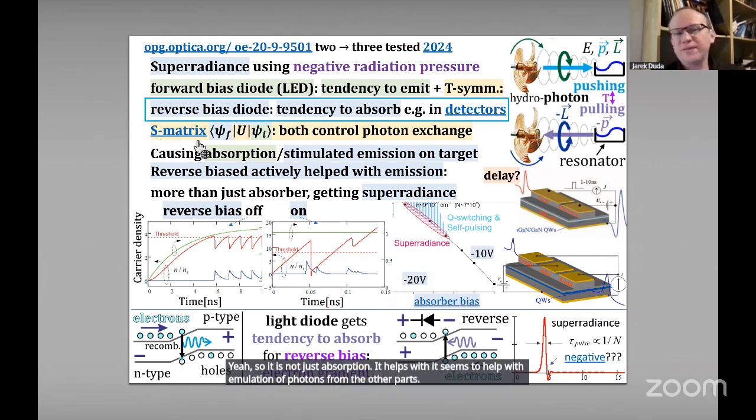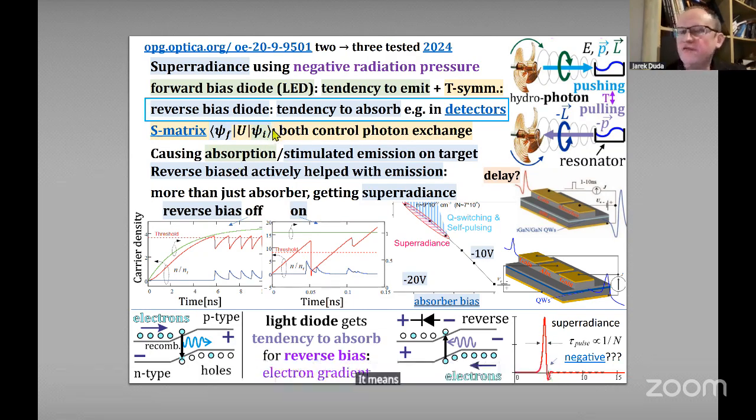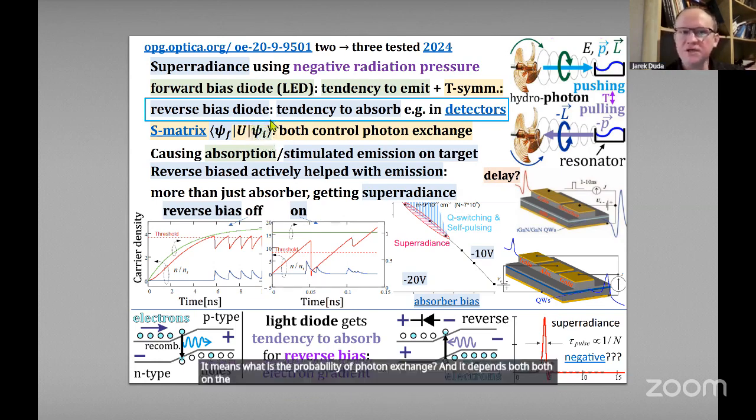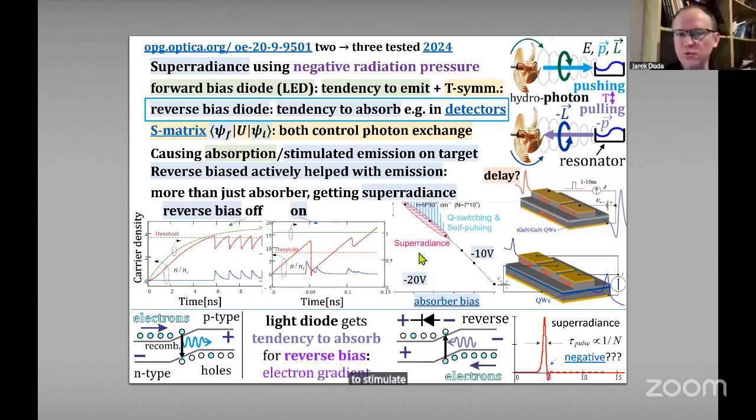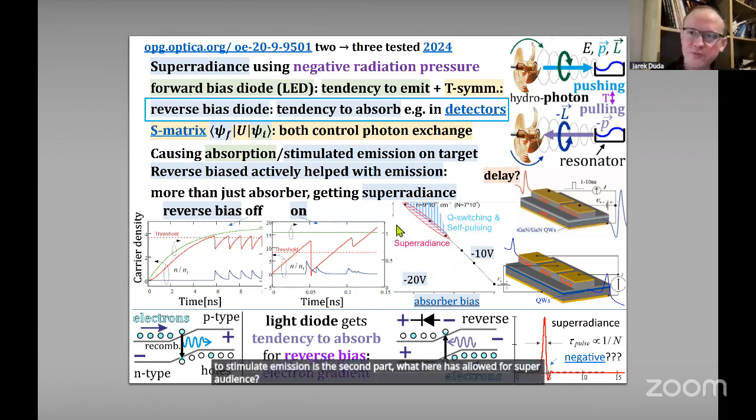So, for example, thinking from a scattering matrix perspective, it means what is the probability of photon exchange, and it depends both on the emitter here, but also on the absorber here. So with forward bias we have this tendency to emit photons, but with reverse bias we give the tendency to absorb photons, and this is also important to help stimulate emission with the second part, which here has allowed for superradiance. I think this is the most promising approach.